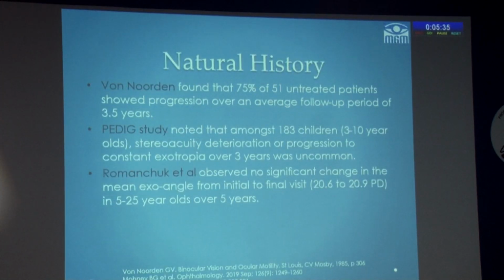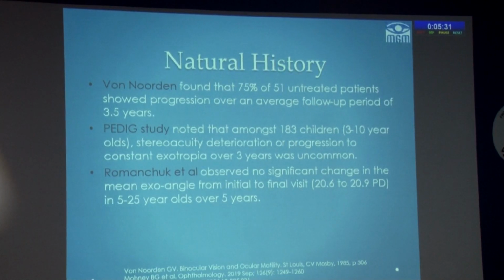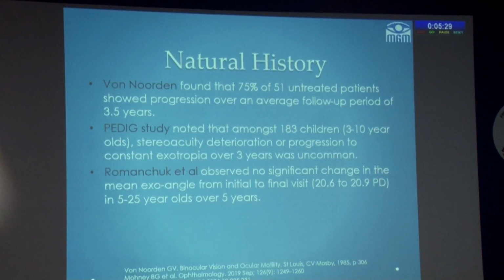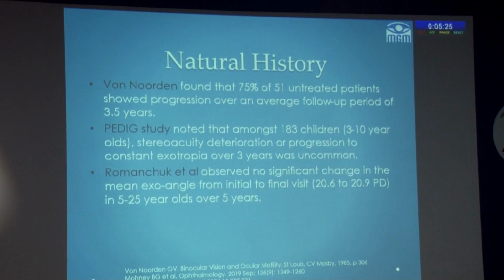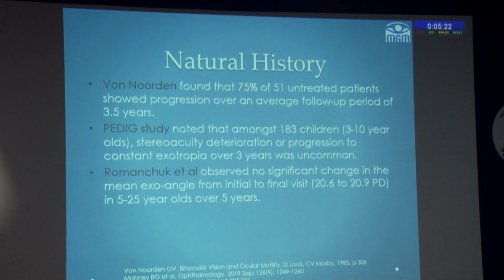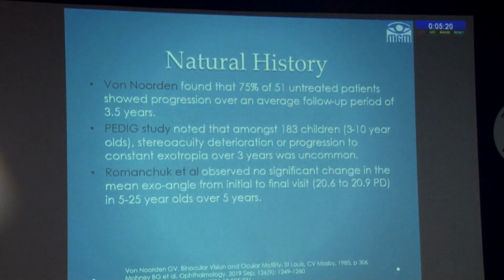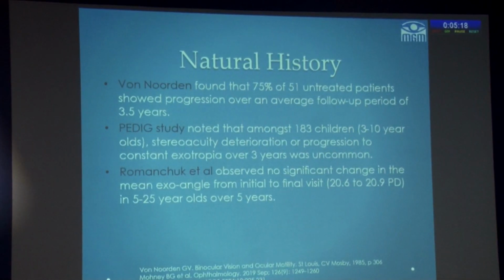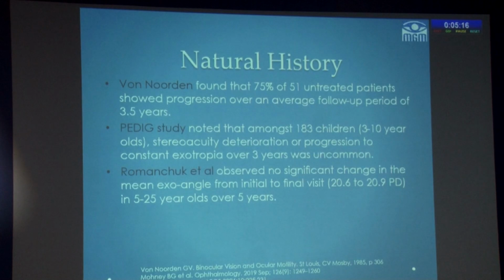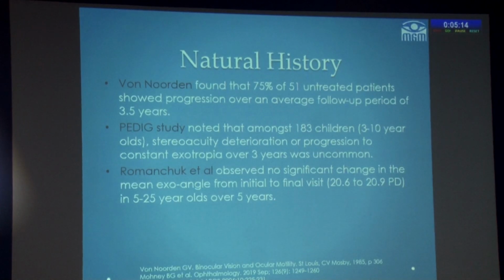Before we move ahead with the management, it's important to know the natural history. There has been a lot of work on this, and basically today we know that there is no significant change in the mean exodeviation. Studies have shown that even up to 3 to 5 years after the deviation has been noticed, there is no significant deviation in most of these cases.